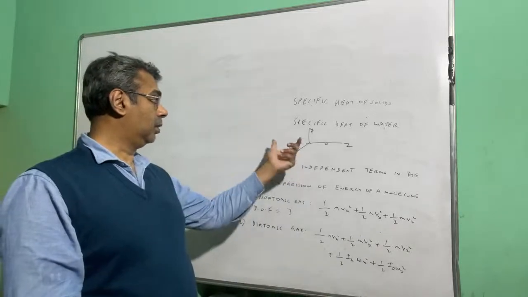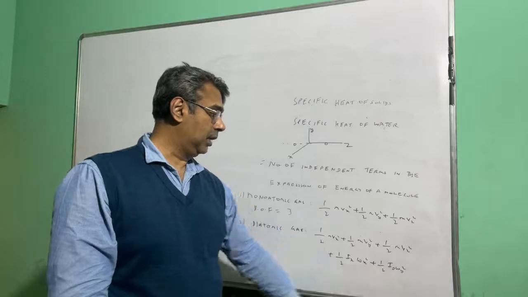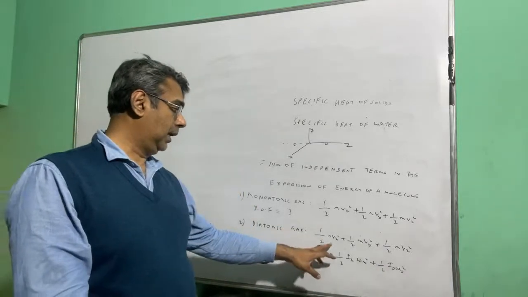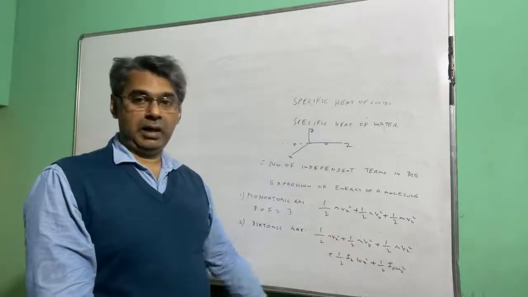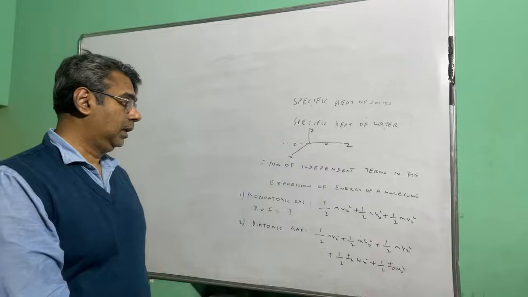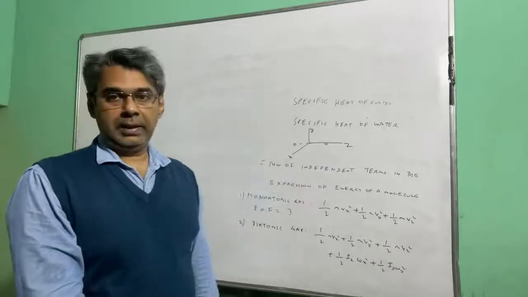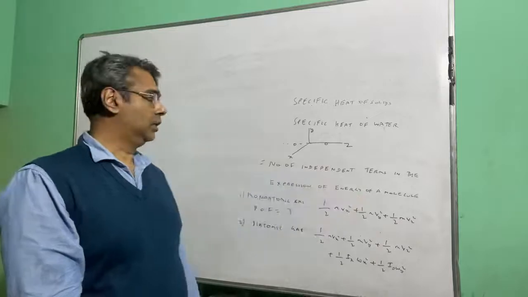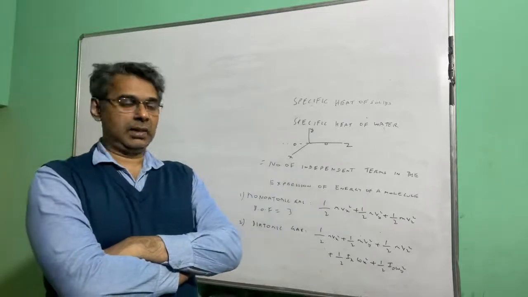It can rotate about the y-axis. So half Iy omega y square. And kinetic energy can be along x, so half mvx square, along y half mvy square, and along z half mvz square. And along z there won't be any rotational kinetic energy because it is situated on the z axis. So there cannot be any rotational kinetic energy about the z axis.